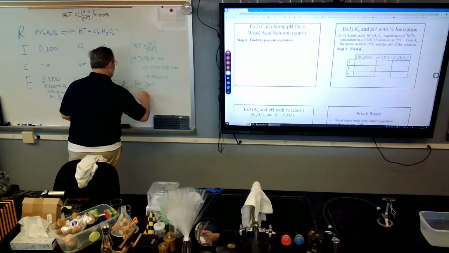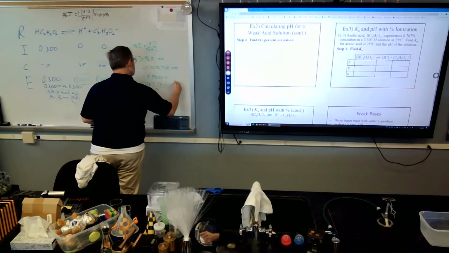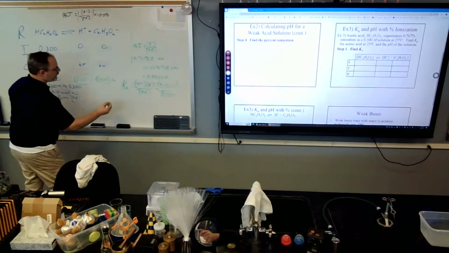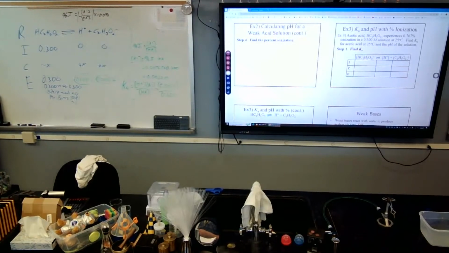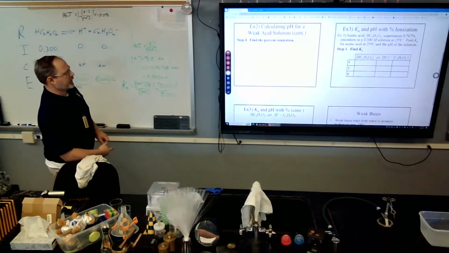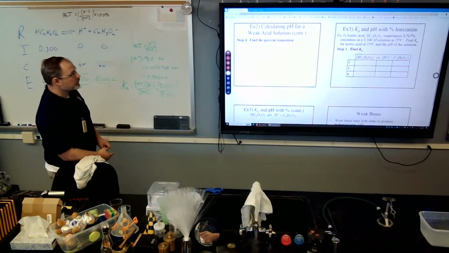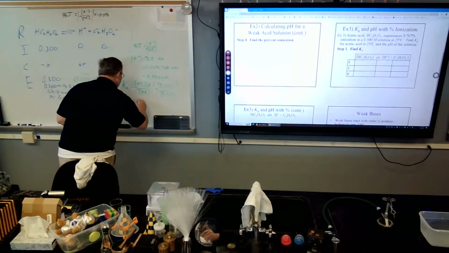I'm like, but I can just do the math. It's like, don't just do the math. So 0.0023 squared over 0.300. That's going to give us our Ka. I wonder if this is actually accurate to what it really is. All AP Chem teachers memorize the Ka of acetic acid. It's 1.8 times 10 to the negative 5. Is it 1.8 times 10 to the negative 5? It's like 1.76.